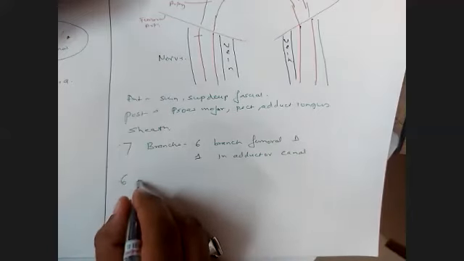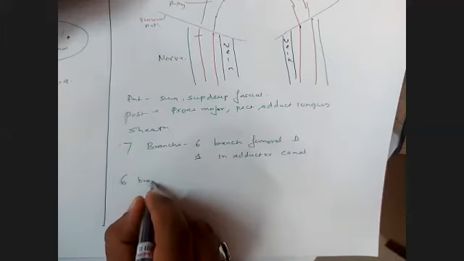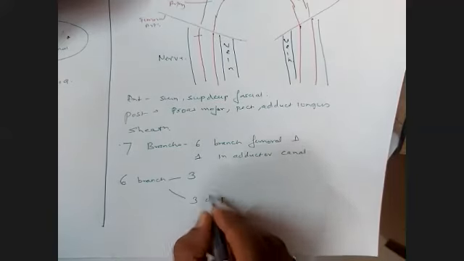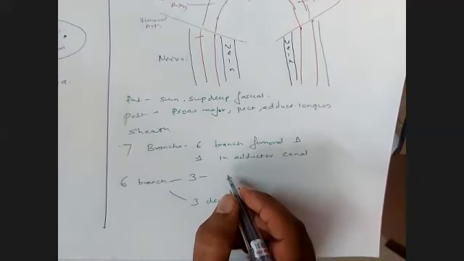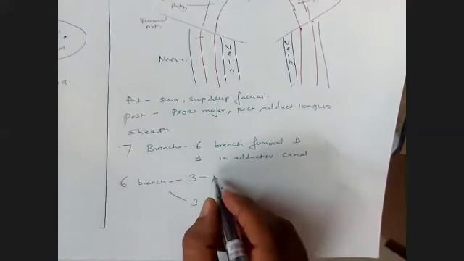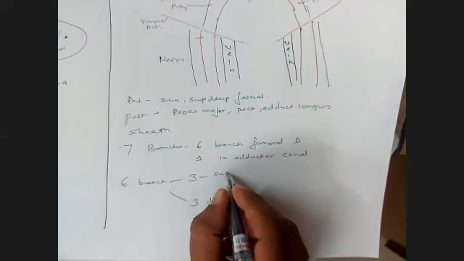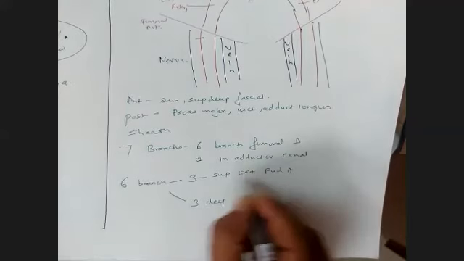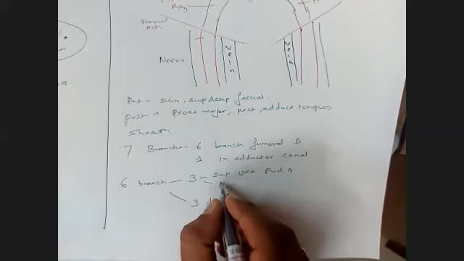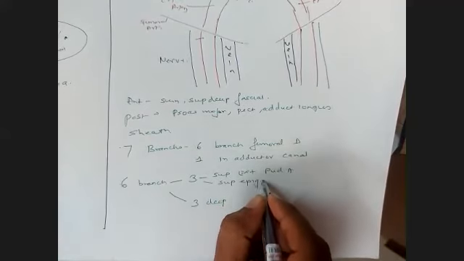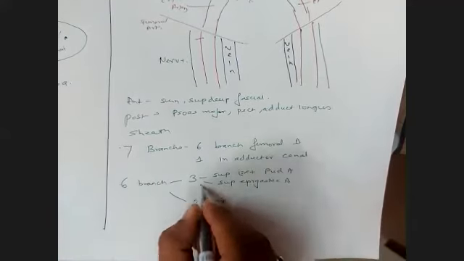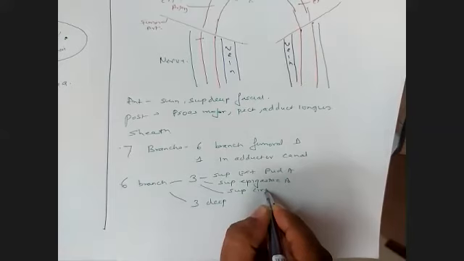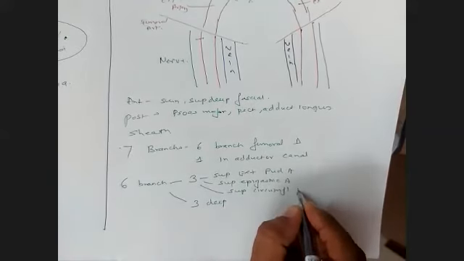So amongst the 6 branches in the femoral triangle, 3 are superficial and 3 are deep. The 3 superficial we have already studied, right? The superficial external pudendal artery, superficial epigastric artery, and superficial circumflex iliac artery.